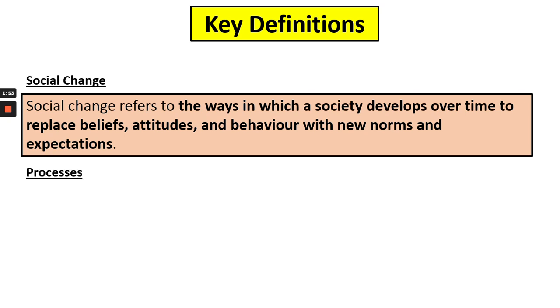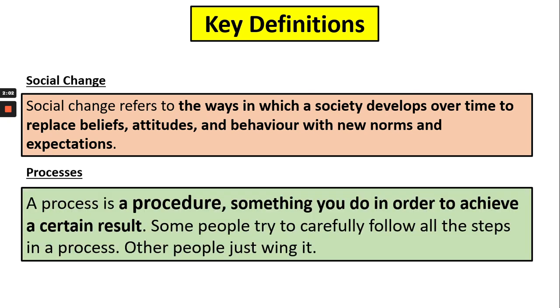Another definition that you do need to 100% know, a lot of people get pulled up by what you mean by processes. Very straightforward: a process is just a procedure of how something happens. If I was going to say to you, how do you make a cake? What's the process? What's the procedure? You'll tell me, for example, you need your eggs, flour, sugar and so forth. Then you mix it all together. So a process is how something happens.